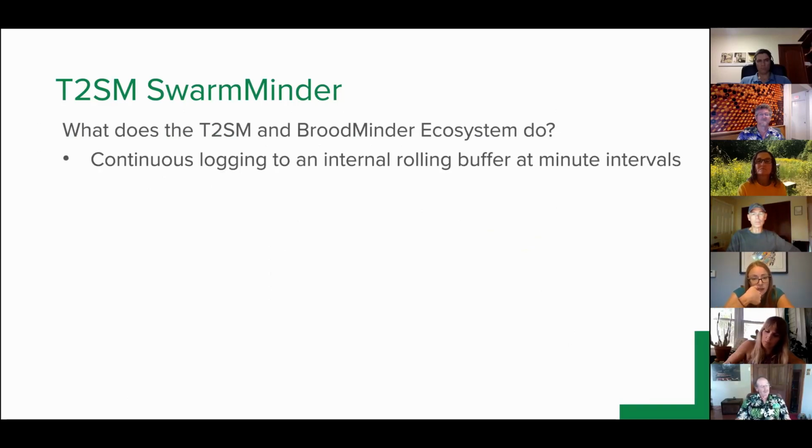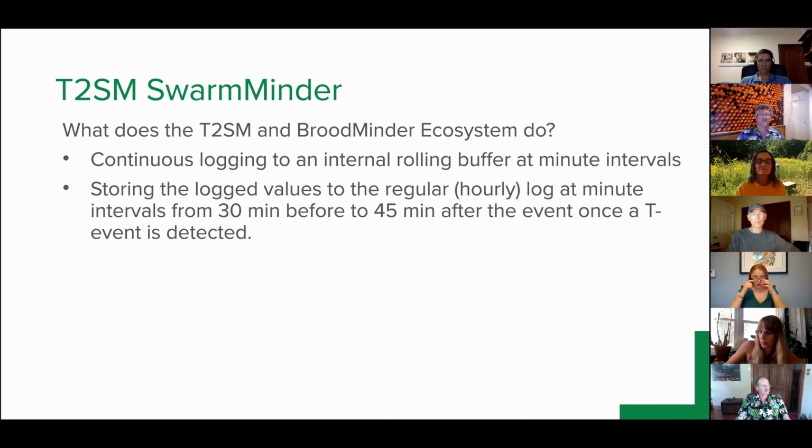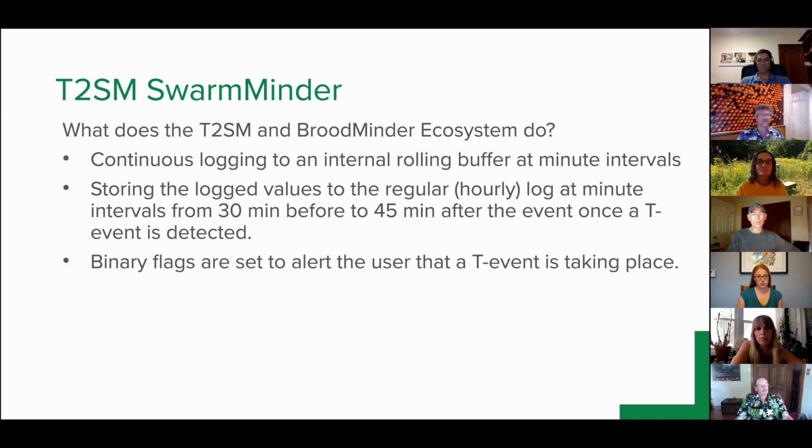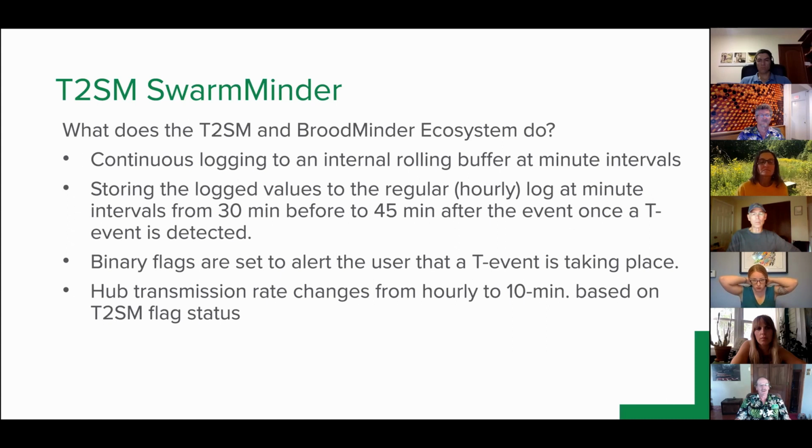Now, the T2 SwarmMinder logs to a rolling buffer at minute intervals. It stores the logged values to the hourly log at minute intervals from 30 minutes before the event to 45 minutes after the event, once we know we have an event. Binary flags are set to alert that a temperature event is taking place, and this is used to send an email or a text message to the beekeeper saying something's going on.